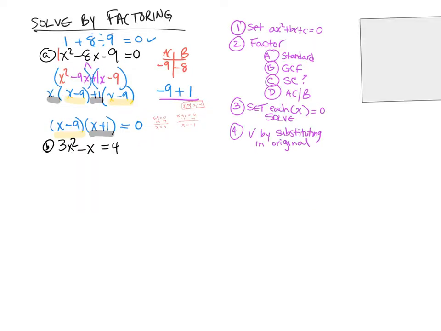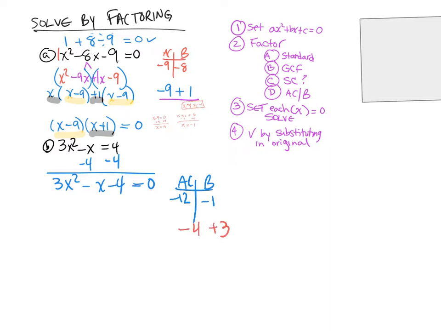So step 1 is to set it equal to 0. So that means I have to subtract 4 on both sides so that you get 3x squared minus x minus 4 is equal to 0. Step 2, we factor. Is it in standard form? Yes. Is there a GCF? No. Product of ACB. What multiplies to negative 12 that adds to negative 1? Negative 4 and positive 3.